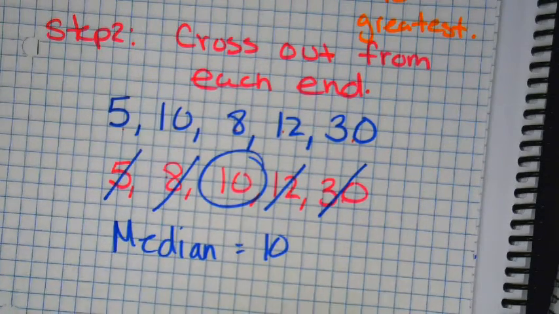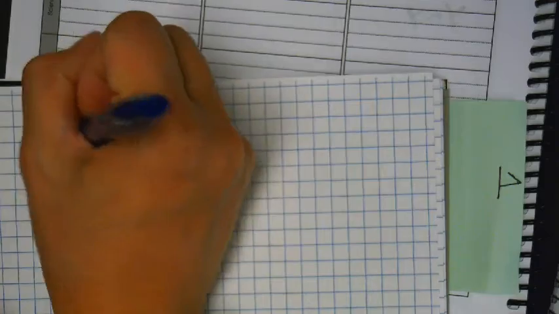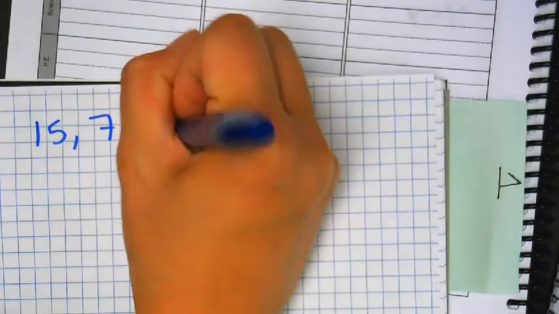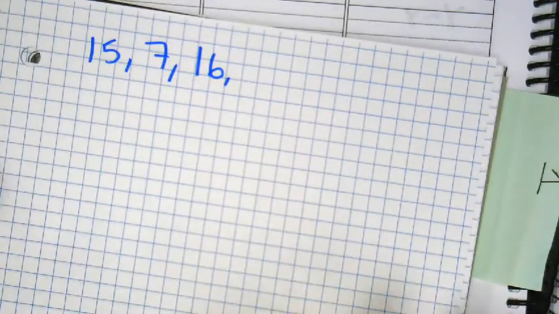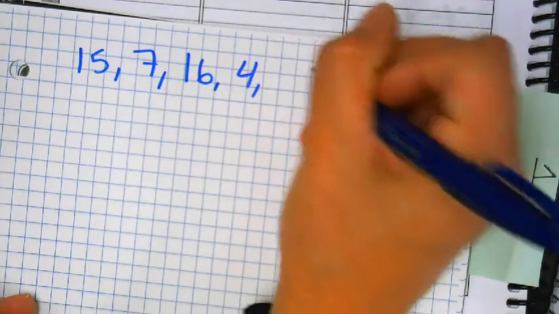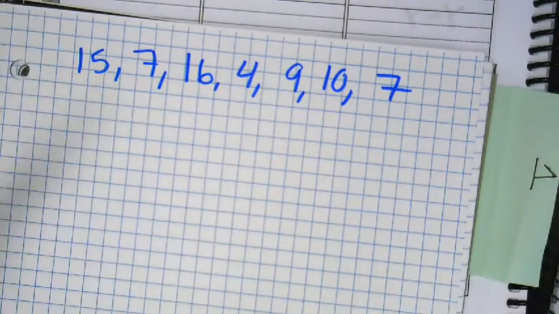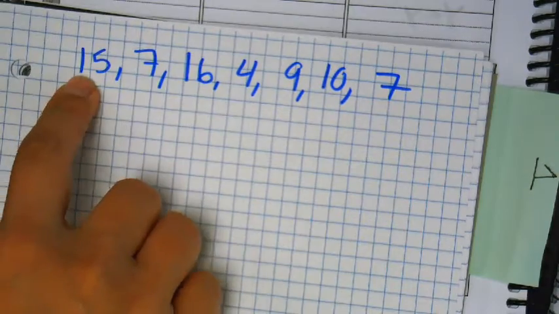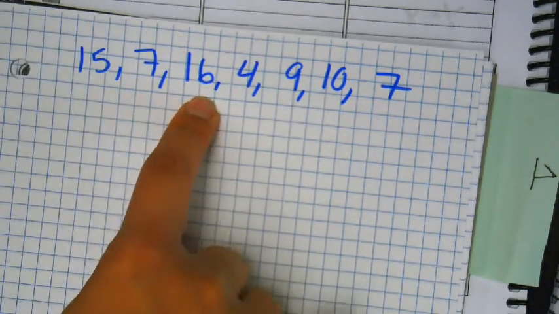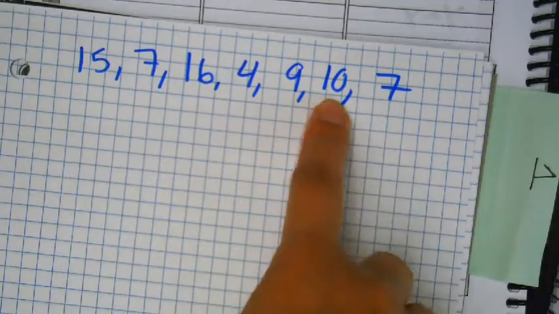All right. Write down these numbers. 15, 7, 16, 4, 9, 10, and 7. I'll repeat. 15, 7, 16, 4, 9, 10, and 7.